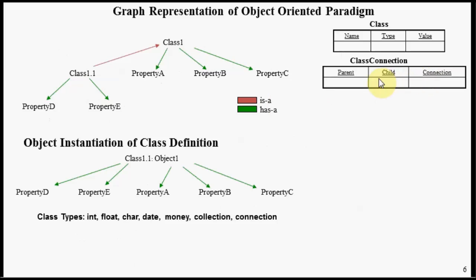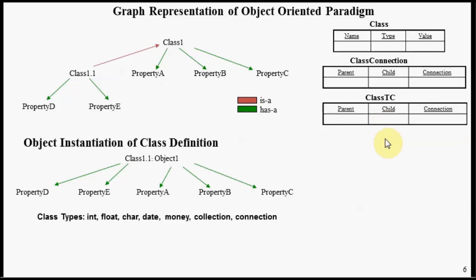We have a class connection table of parent-child nodes here and a connection type here. In this case, it's going to be either has-a or is-a. And then we have a transitive closure table representing the transitive closure of this class graph. And assume for a minute that this transitive closure table is automatically populated and managed whenever nodes or connections are added or deleted in this class graph.